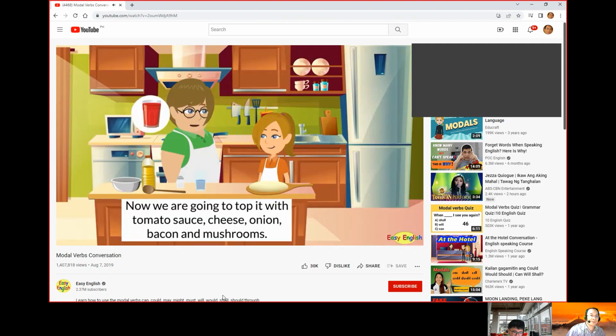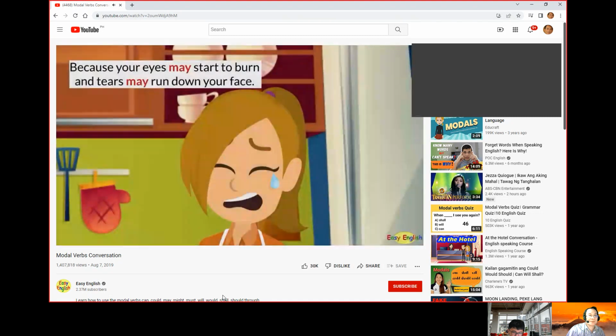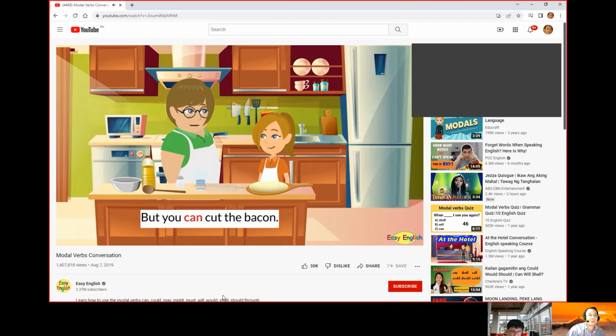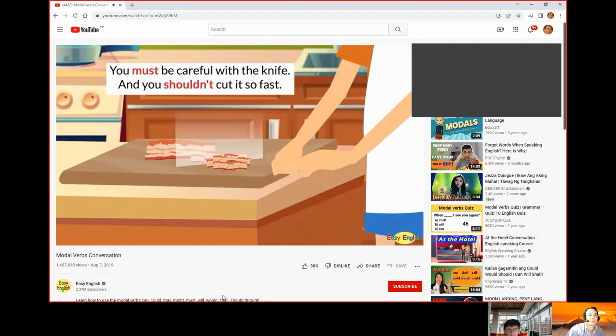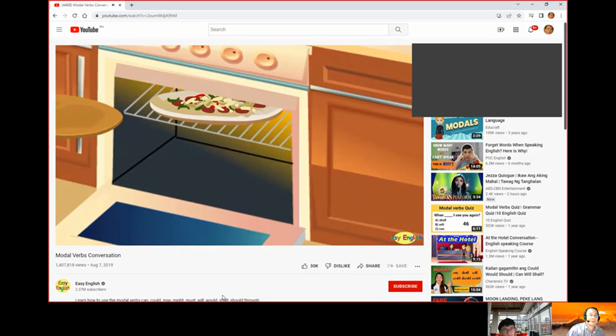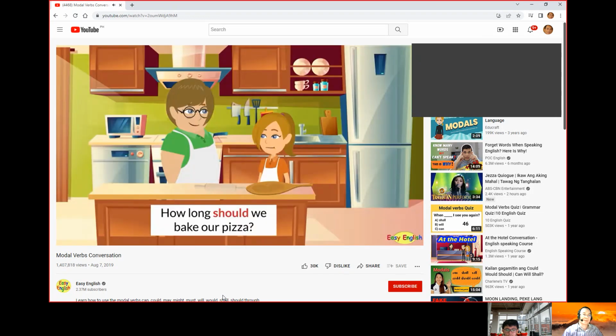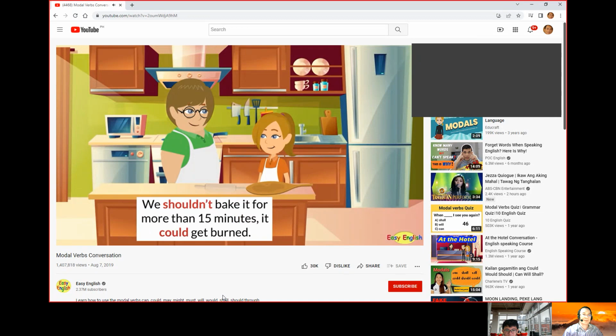Now we're gonna top it with tomato sauce, cheese, onion, bacon, and mushrooms. Can I slice the onion? No, you shouldn't. Why not? Because your eyes may start to burn, and tears may run down your face. But you can cut the bacon. You must be careful with a knife. And you shouldn't cut it so fast. Now we must put it in the oven. How long should we bake our pizza? We shouldn't bake it for more than 15 minutes, it could get burned.